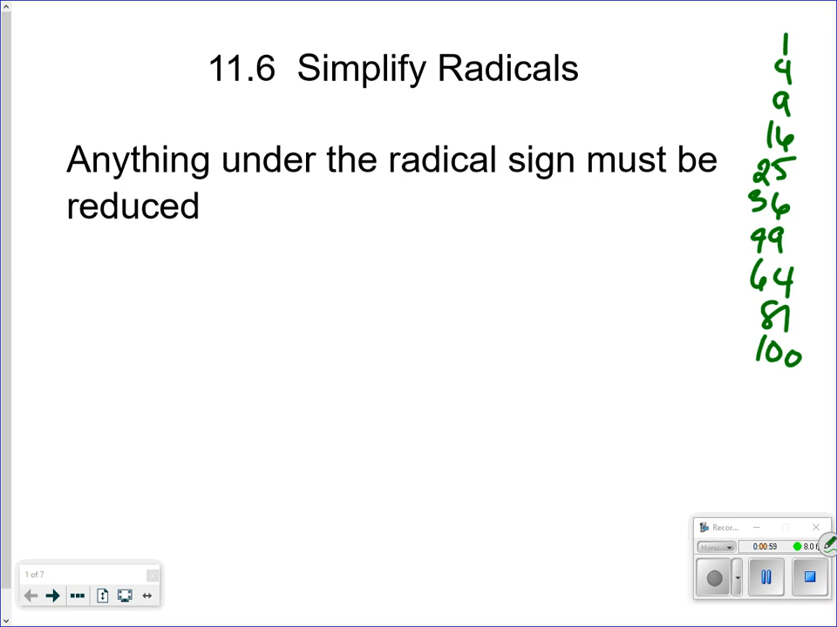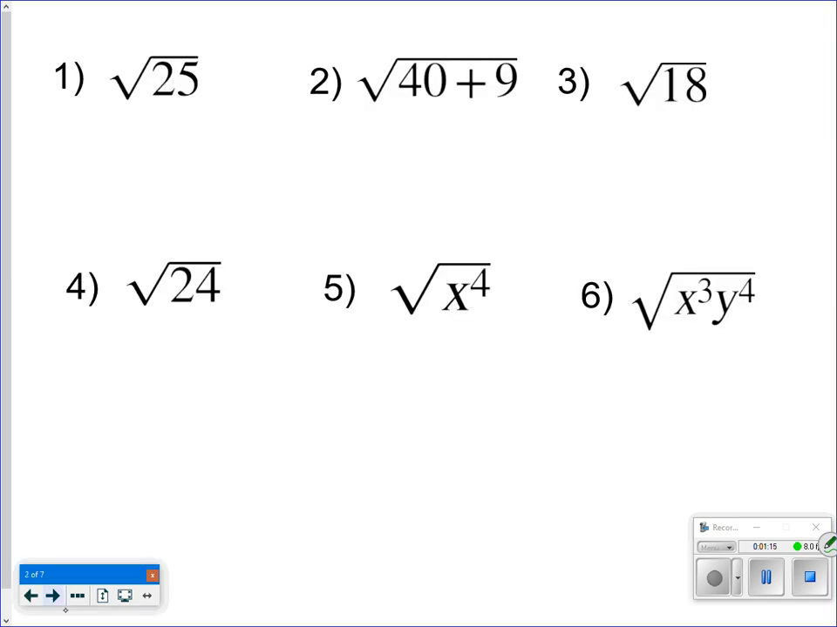Okay, so the key rule that you need to remember about everything with radicals is that you have to reduce. Anything under a radical sign must be reduced as far down as you can. So in other words, don't leave any perfect squares underneath the radical sign. Okay, we're going to start with a few easy ones. Number 1, square root of 25. That should be right on your list. Everybody should know that one right away again.